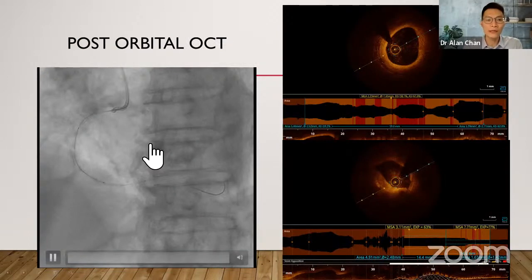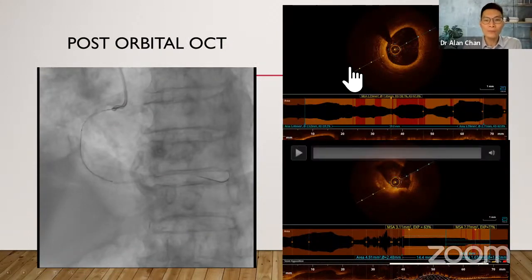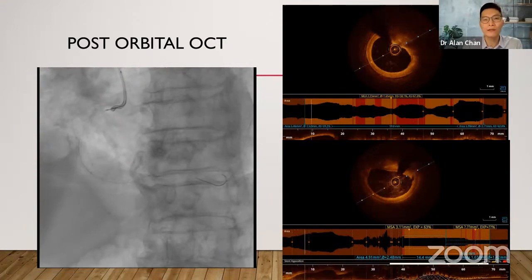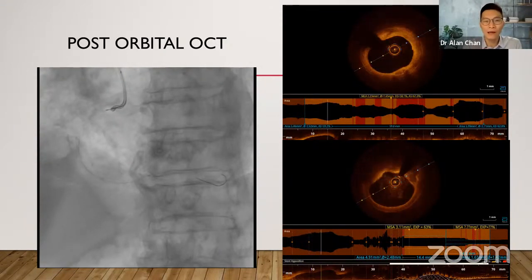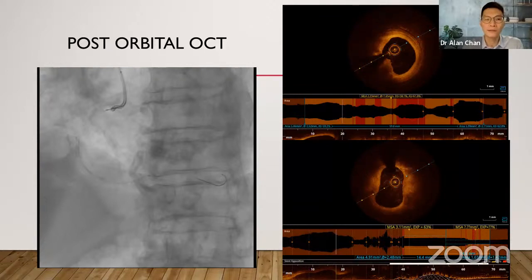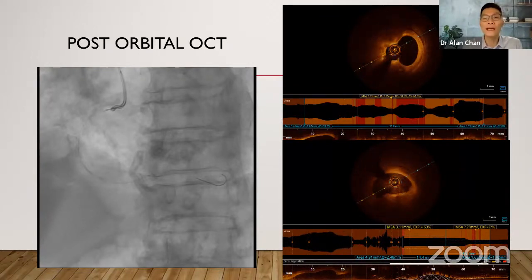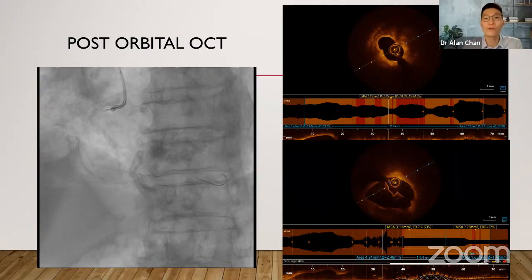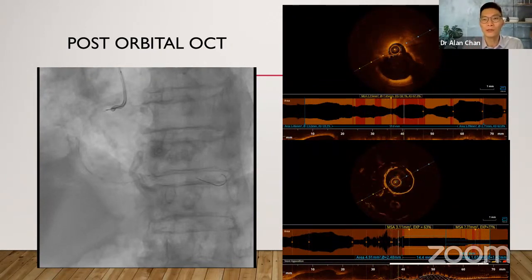Of course, as mentioned in the previous talks, it may be good practice to assess the results after the atherectomy, after the lesion calcium modification technique, to see whether we need anything further to modify or prepare the lesion before we do the stenting.